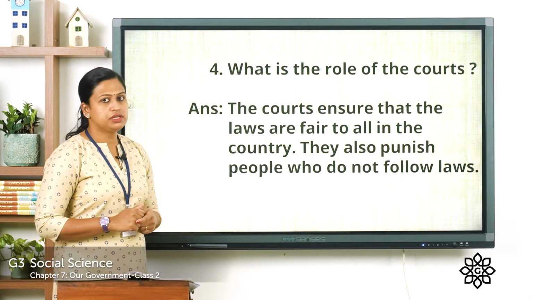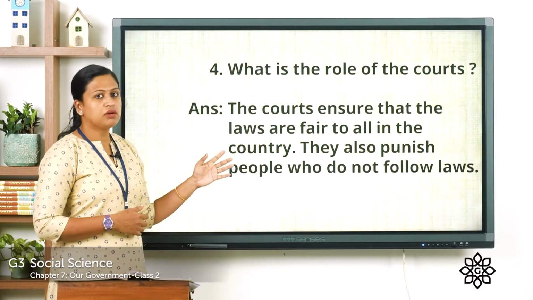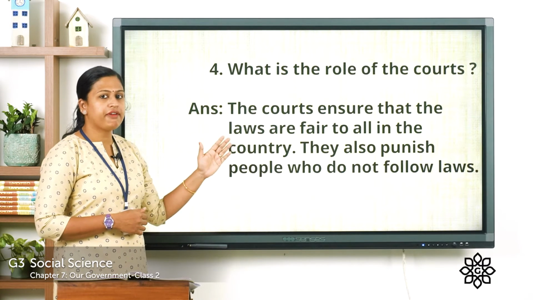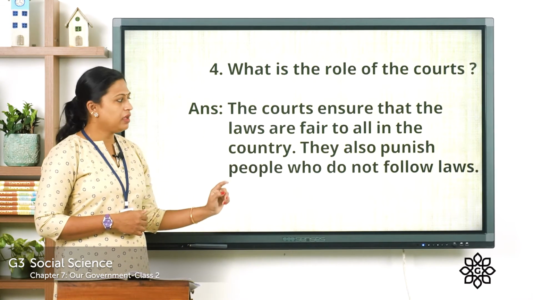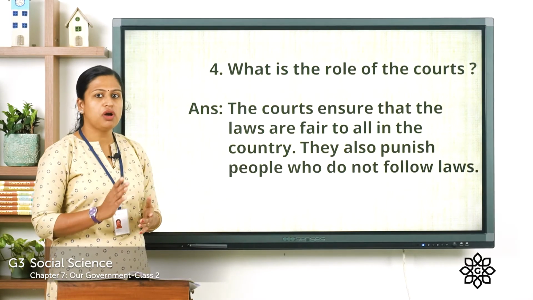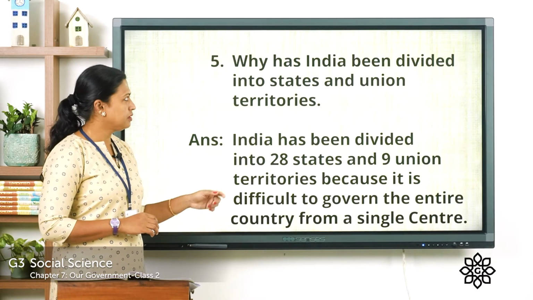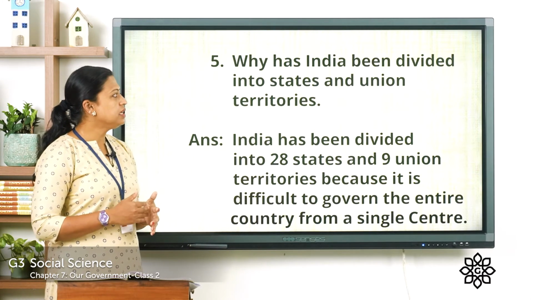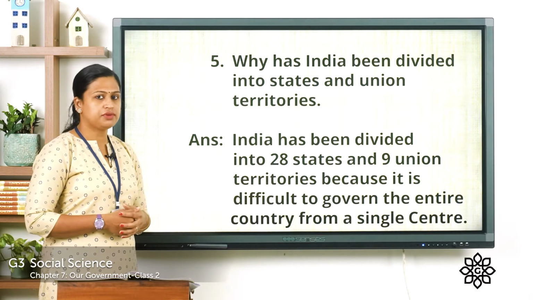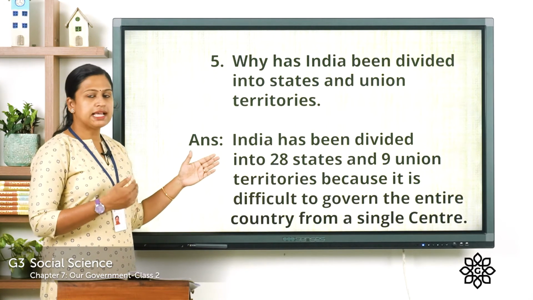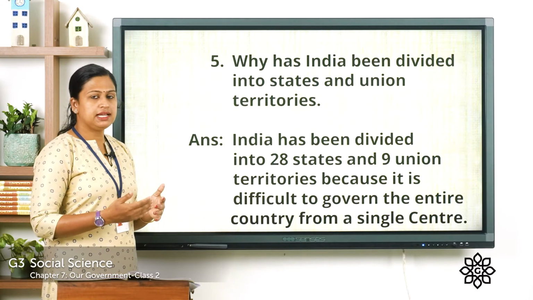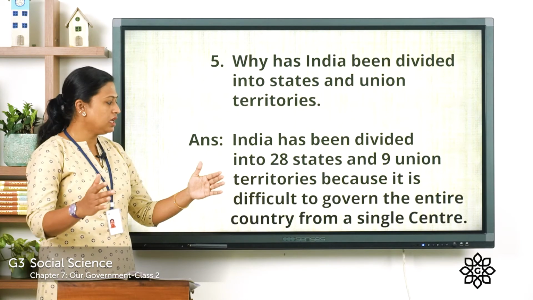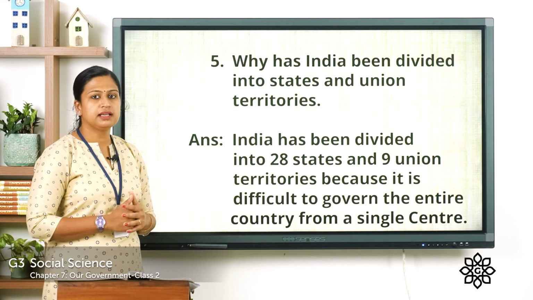Now, the fourth question is, what is the role of the courts? The answer is, the courts ensure that the laws are fair to all in the country. They also punish people who do not follow laws. Now, the fifth question is, why has India been divided into states and union territories? The answer is, India has been divided into 28 states and 9 union territories because it is difficult to govern the entire country from a single center.